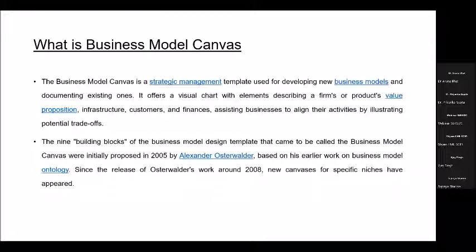In typical definition terms, the business model canvas is a strategic management template used for developing new business models and documenting existing ones. It offers a visual chart with elements describing a firm's or a product's value proposition, infrastructure, customers, and finances, assisting businesses to align their activities by illustrating the potential trade-offs. Where this concept comes from is also important. There are 9 building blocks, I mean, 9 blocks on a canvas. It is a template you can easily get on Google. The template, called the business model canvas, was initially proposed in 2005 by Alexander Osterwalder, based on his earlier work on the business model ontology. Okay, so this is a small picture of what the business model canvas is.